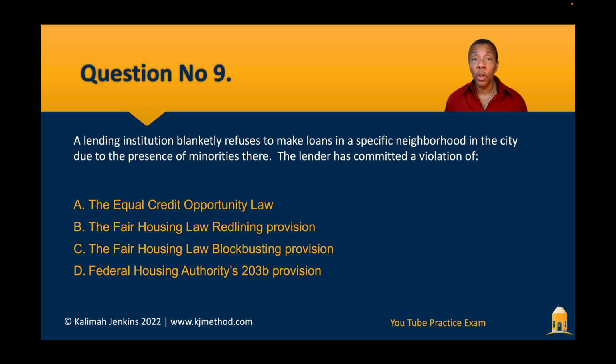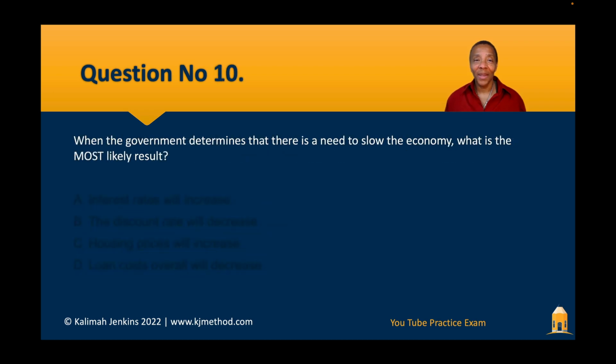Equal credit opportunity is when the lender refuses to make loans to certain people. It's generally the fair housing categories, but we do add age and public assistance there. And blockbusting is generally done by an agent when you're doing marketing in some form or fashion of saying that minorities are going to be moving in. And 203B provision, FHA, the most common FHA loan is a 203B loan. And so that's all that that's saying there.